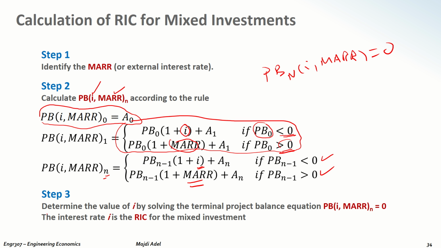And now the last step is to determine the value of I by solving the terminal project balance equation at the last year, N. And the interest rate calculated from this step is the return on invested capital, or sometimes simply we call it the true rate of return. And then in the next lecture, inshallah, we will see how to calculate the RIC.